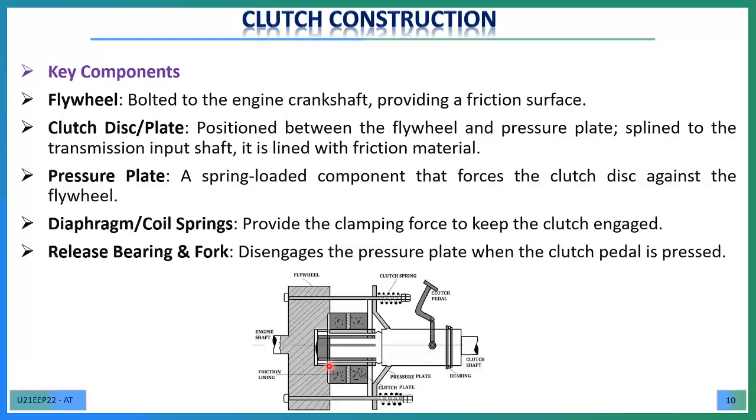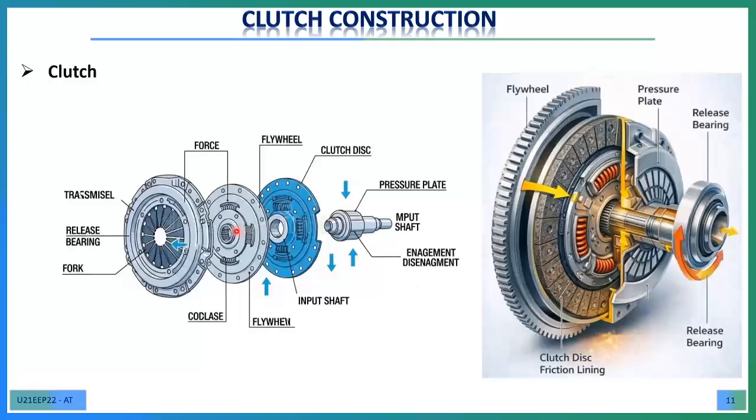Next one is the release bearing or fork, which disengages the pressure plate when the clutch pedal is pressed. This is the basic structure of the clutch. This is the flywheel. This is the pressure plate, the release bearing, and the clutch disc. This is called the clutch disc. This is an open view of the 3D structure of the clutch.